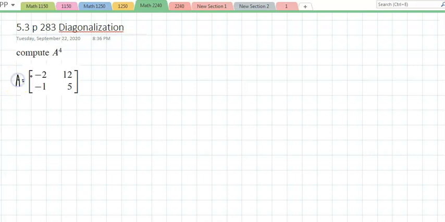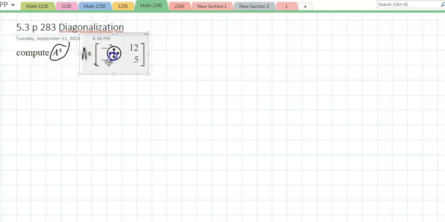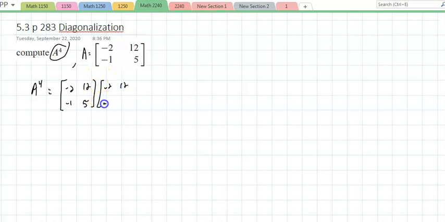Okay, given matrix A, if I want to compute A to the fourth, A to the fourth is simply the matrix [-2, 1; -1, 5] times [-2, 1; -1, 5] times [-2, 1; -1, 5]. Oops, one more thing. Look at that, I forgot one. What do you know? Negative 2, negative 1, 12, 5.